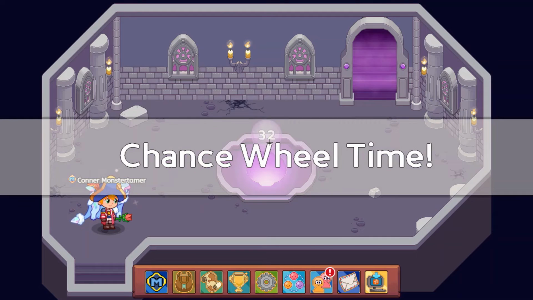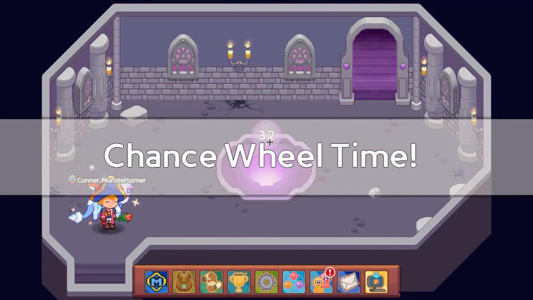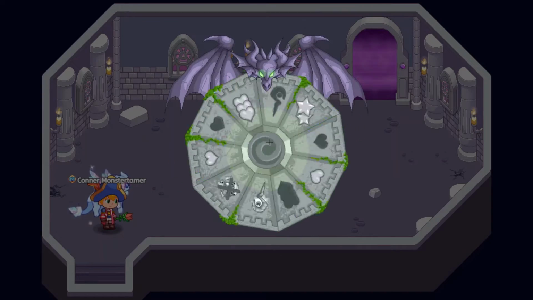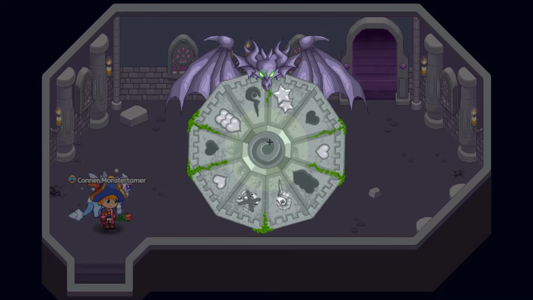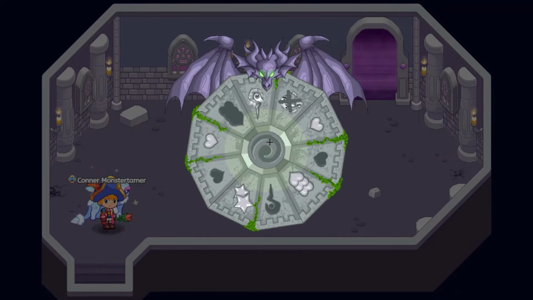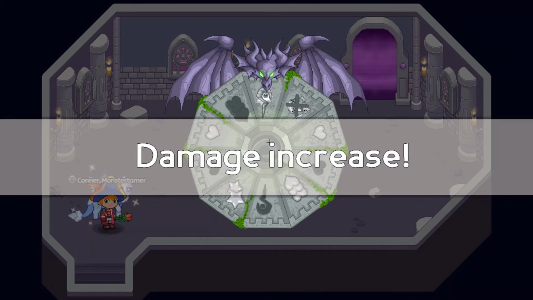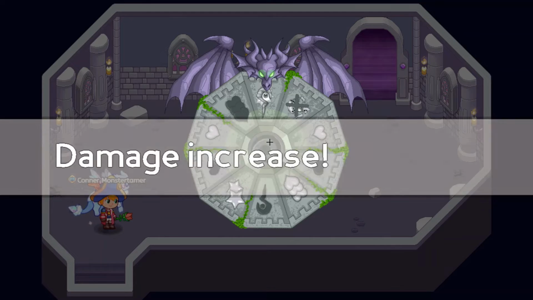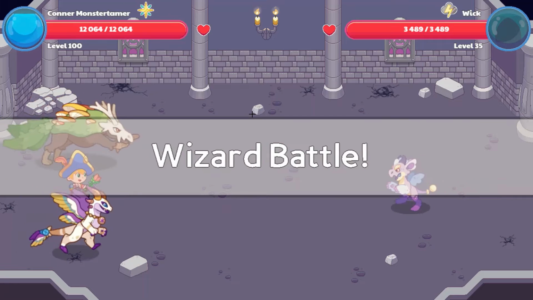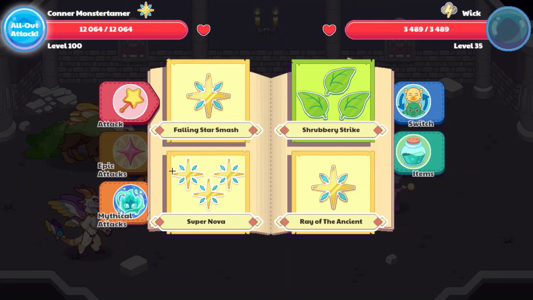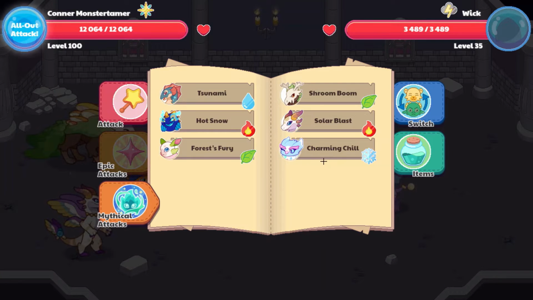And 32, chance wheel time. All right, it's spinning around, so let's go ahead and see where it lands. And that is damage increase. Awesome. So here we have Wick. So let's go ahead and bring out Charming Chill.